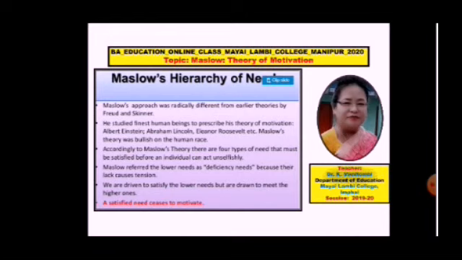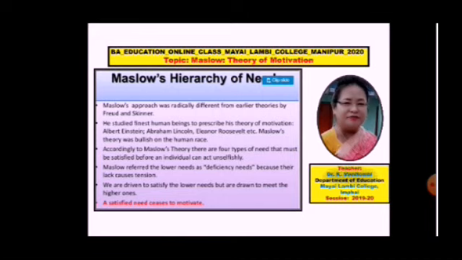So, let's see the Maslow theory of motivation, the hierarchy of needs. The Maslow approach was radically different from earlier theories by Freud and Skinner. He studied fit, healthy human beings to prescribe his theory of motivation, such as Albert Einstein, Abraham Lincoln, and Eleanor Roosevelt. Maslow's theory was based on the human race.